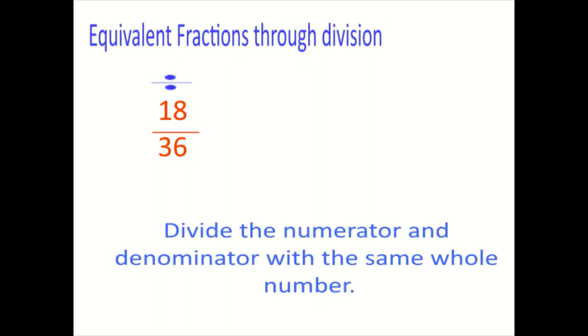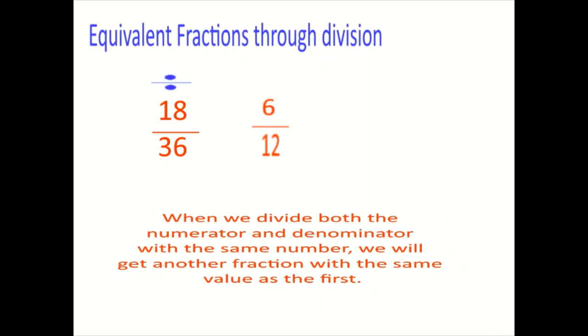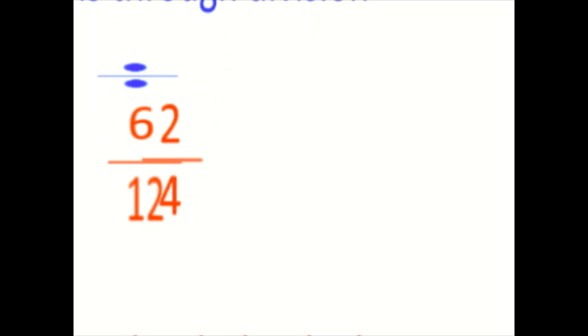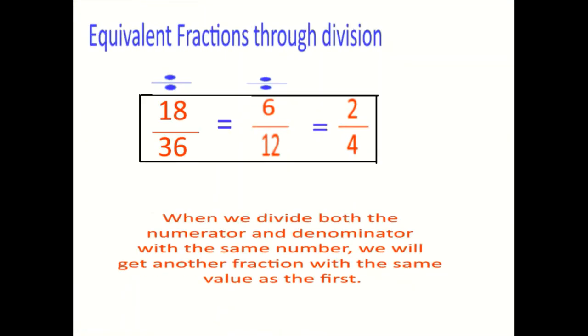Let us take an example. Take 18/36. To obtain equivalent fractions, we should divide the numerator and denominator with the same whole number. Let's take 3, because 3 is a common factor of 18 and 36. We will get 6/12. Here as we divided both the numerator and denominator with the same number, we will get another fraction with the same value as the first. So 18/36 and 6/12 are equivalent fractions. If we divide again by 3, we will get 2/4. All these are equivalent fractions.